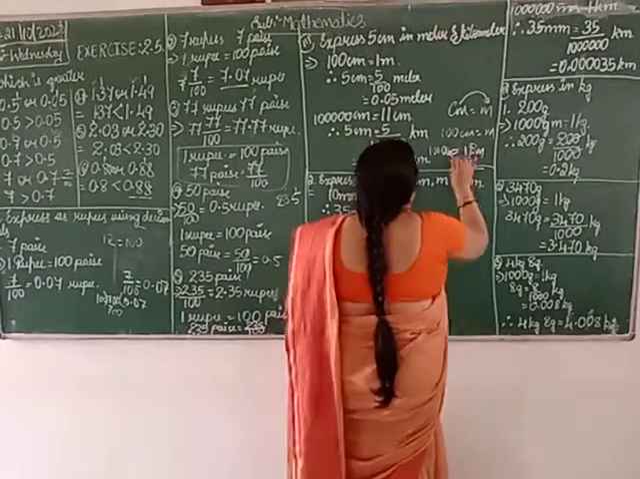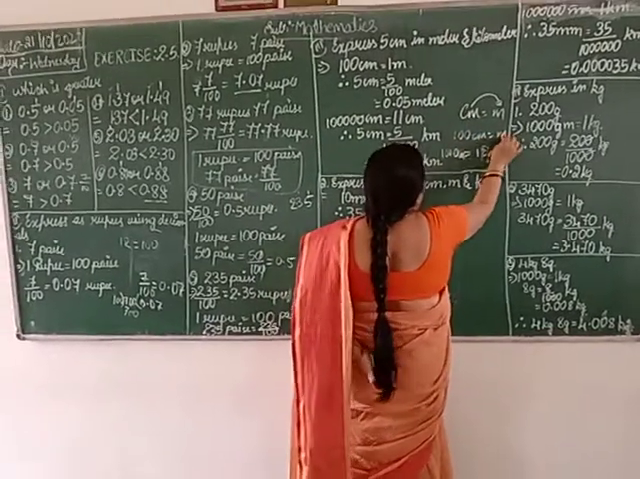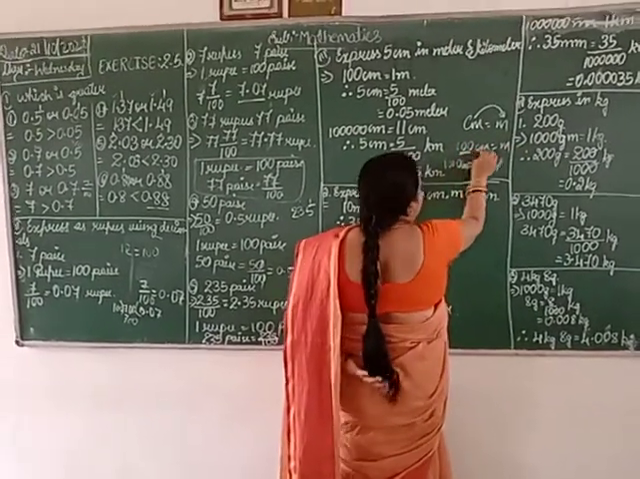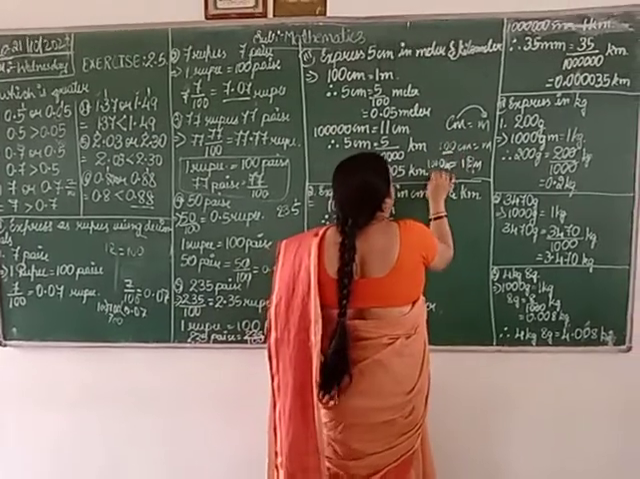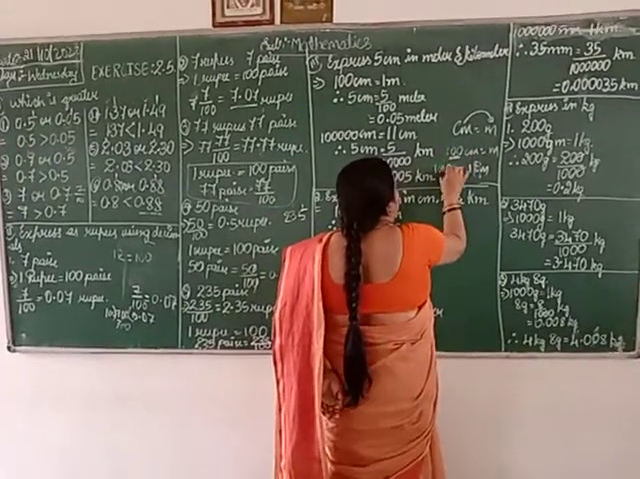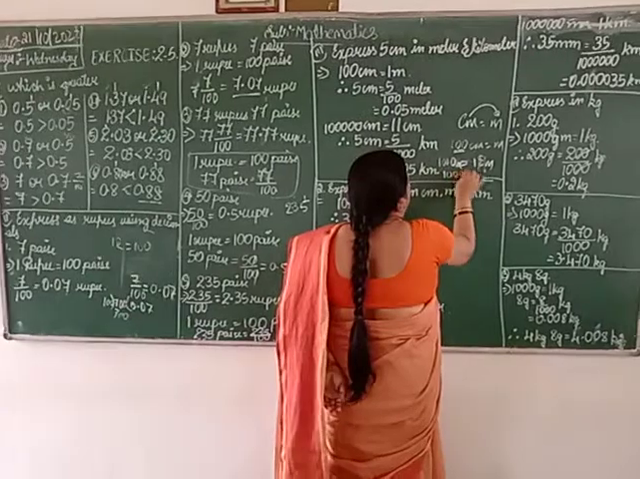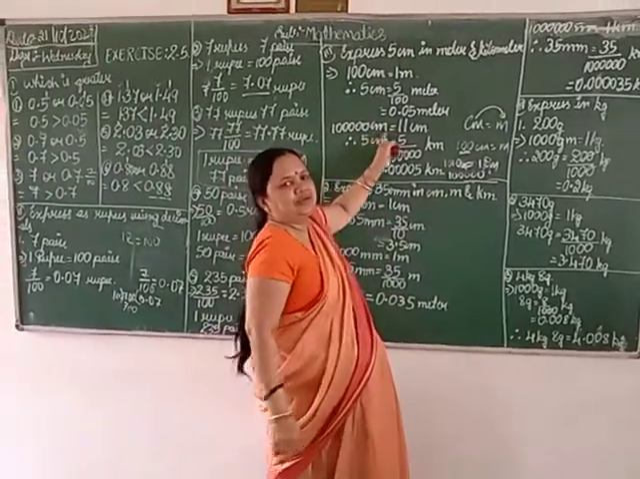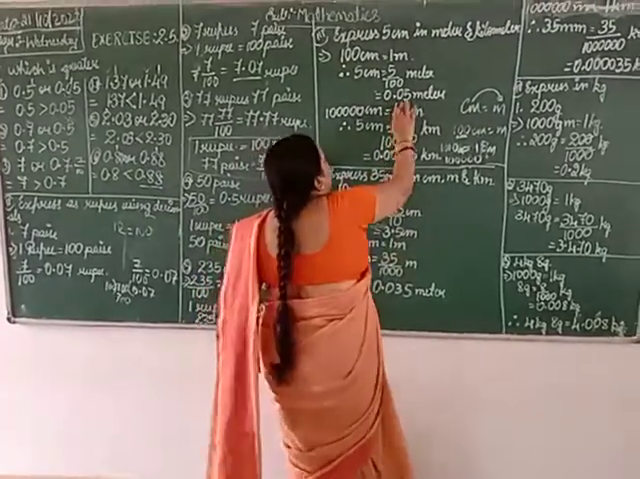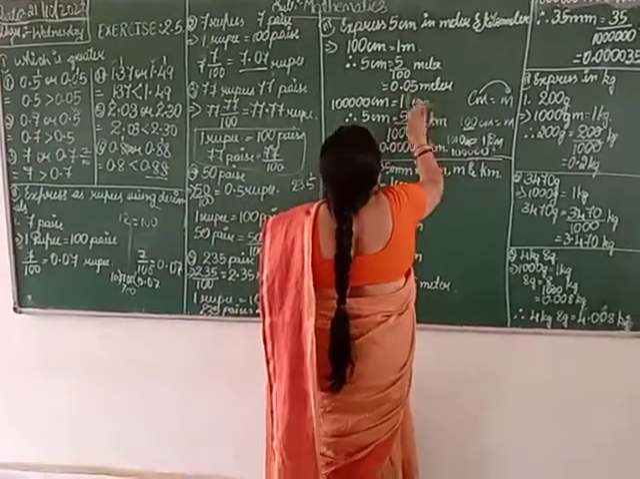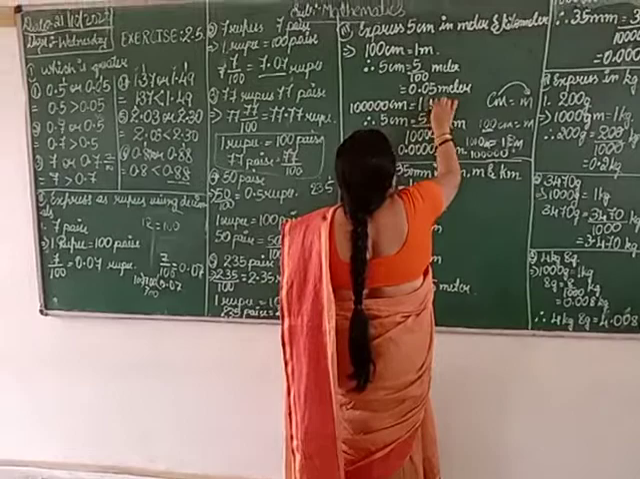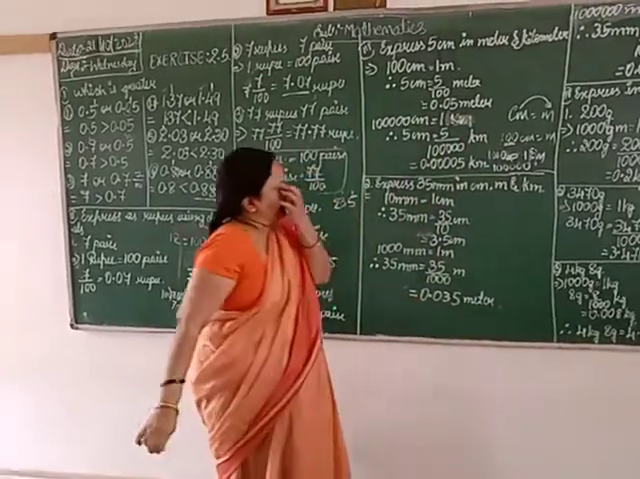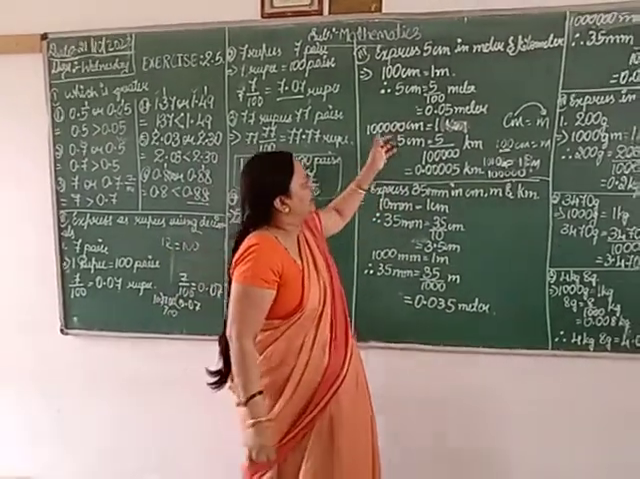Now, see how many centimeter is 1 meter? 100 centimeter is 1 meter. 1 lakh centimeter is 1 kilometer.